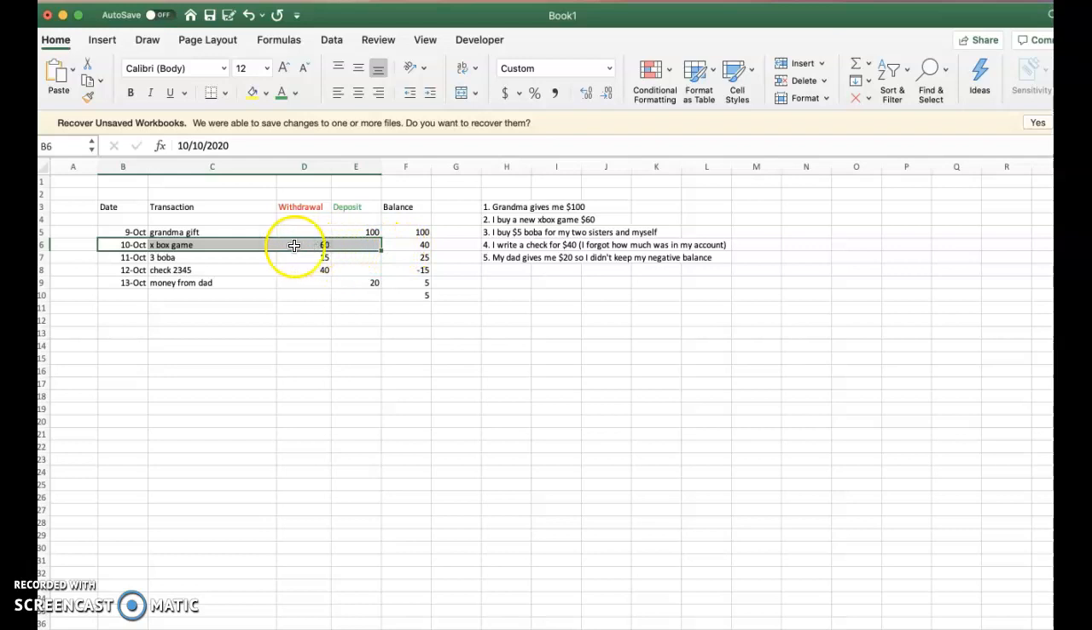So we apply one row, the withdrawal or deposit, to the previous balance. And that gives us our current balance. Okay? Good luck.